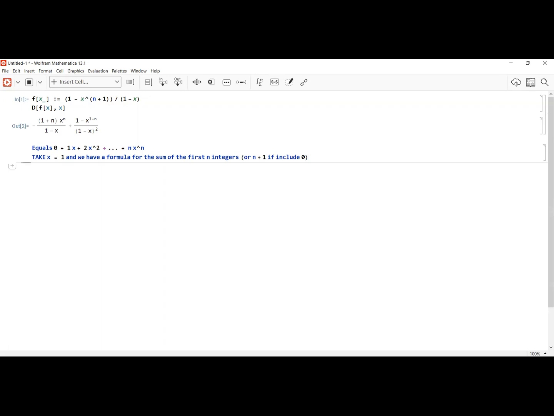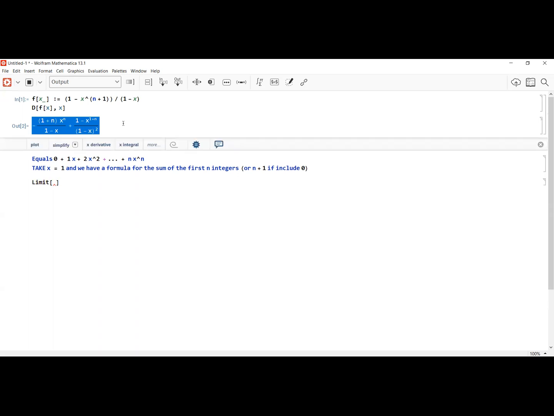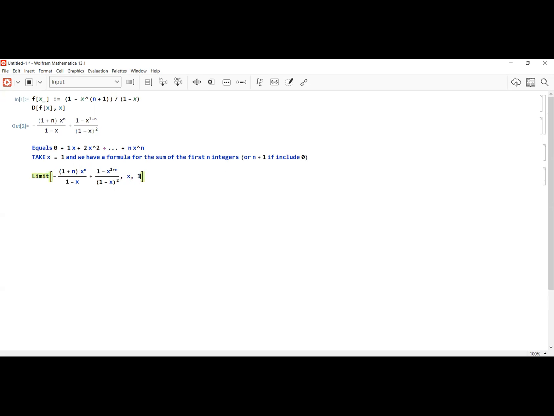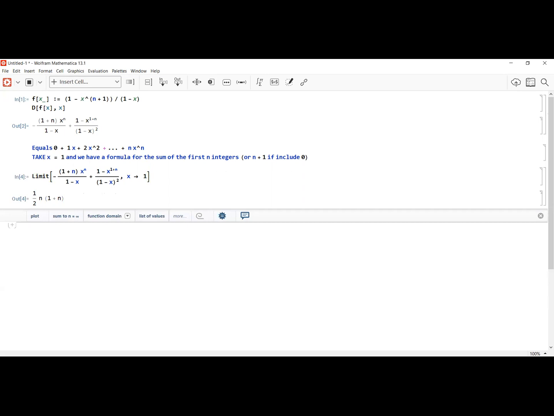Now, when you look at the formula, what might be a problem about taking x equals 1? The denominator is 0. What about the numerator? I've never really done limits in Mathematica. Oh, there's a negative sign. I missed the negative sign. So if we take the limit of our expression as x goes to 1, and you ask Mathematica to take the limit, you get 1/2 n times n plus 1, which is the correct answer.